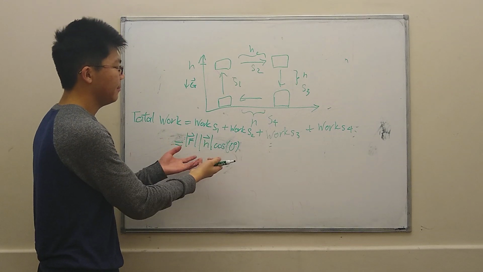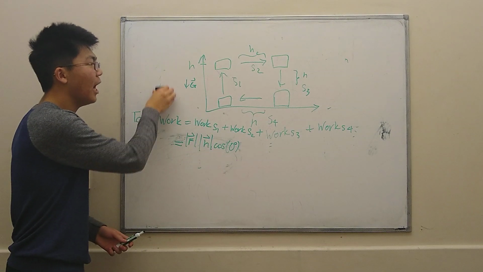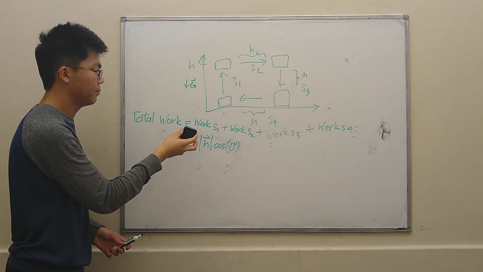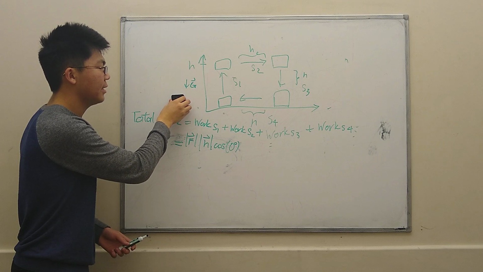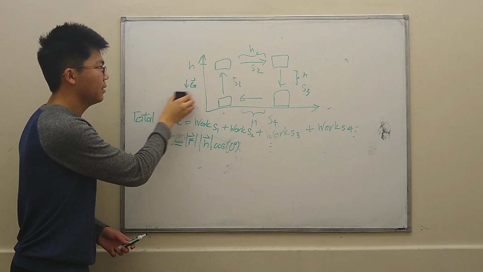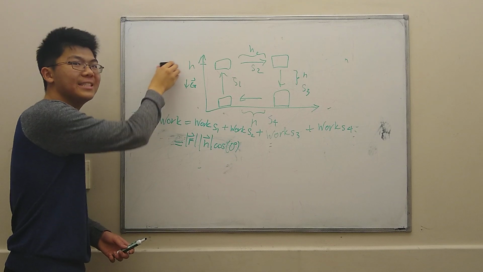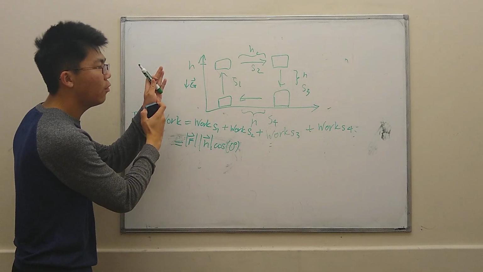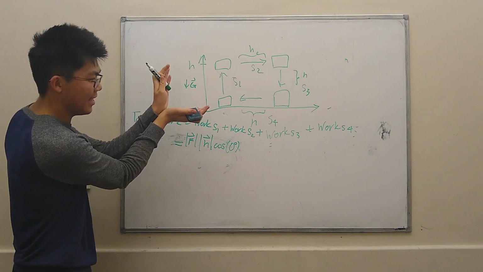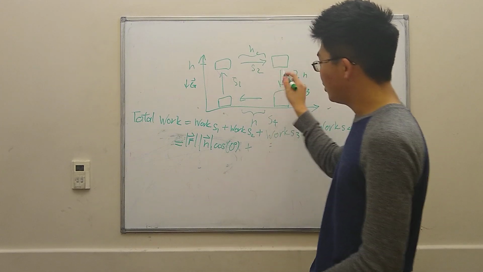For the first one, since we're lifting the box up, or lifting this object upward, the h vector is pointing up. So our force is in the same direction as h here, and so the angle between the two is 0.